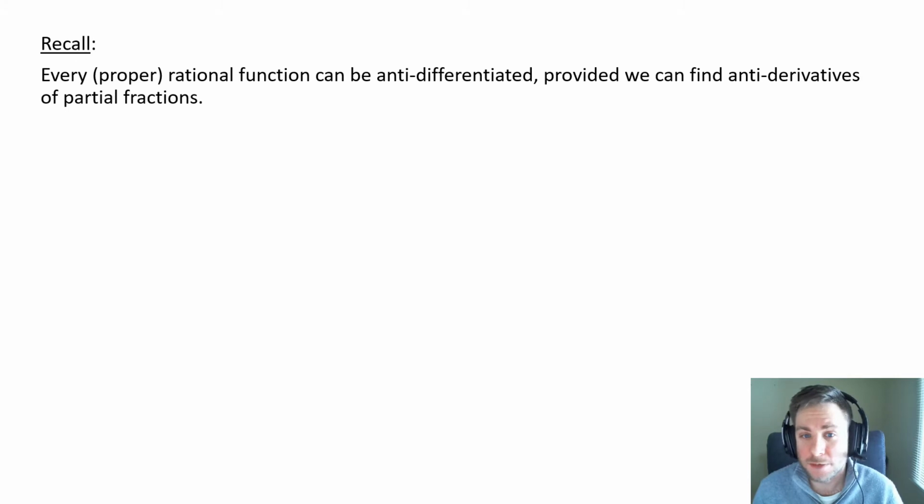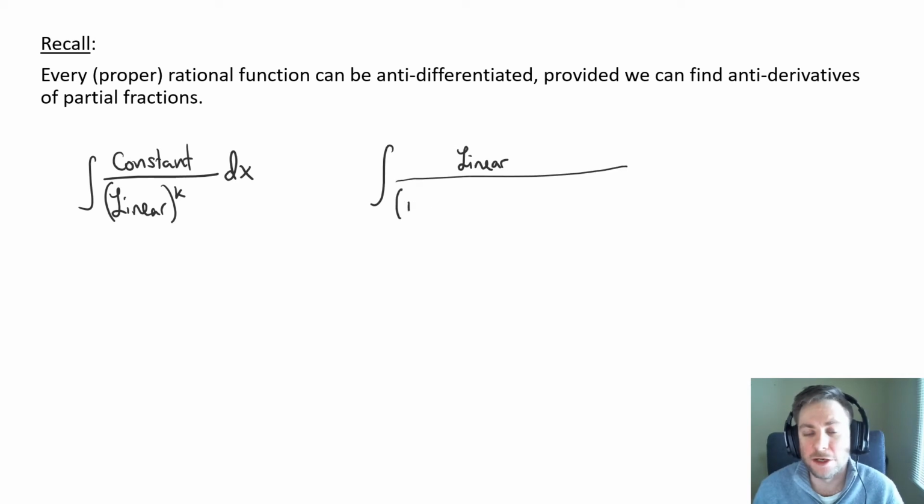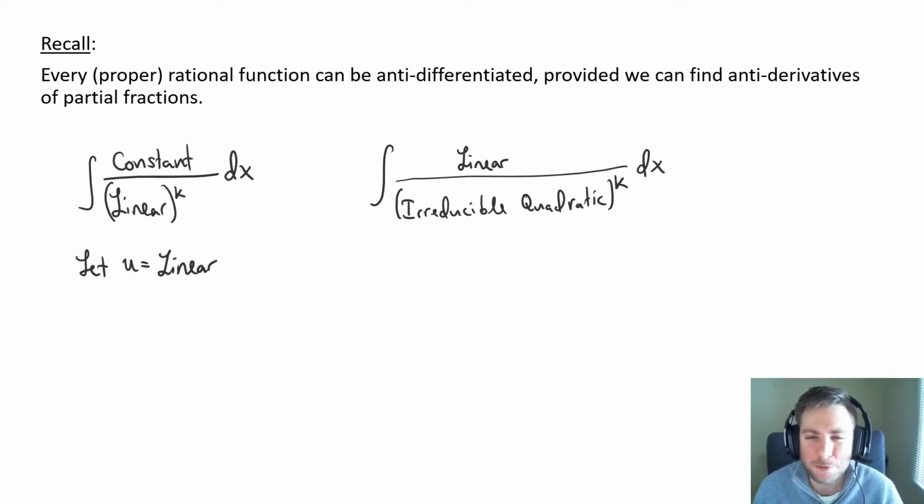And we know there's only two types of partial fractions. First, there's the constant over linear type, and there's also the linear over irreducible quadratic type. When it comes to finding the antiderivatives of these, the constant over linear type can always be approached by letting u equal the linear function. That's because the derivative of a linear function is always a constant, so there will never be any complications when you're calculating du. And so with that, what you always end up with really is an integral of u to the minus k, which is pretty straightforward from there. So from that point of view, I'd say these types of antiderivatives are relatively easy.